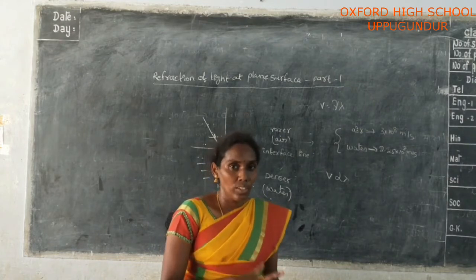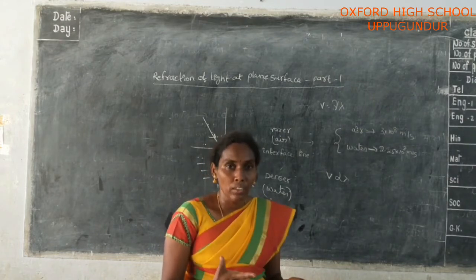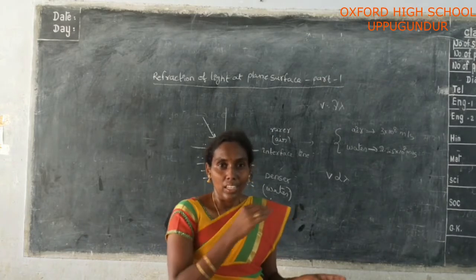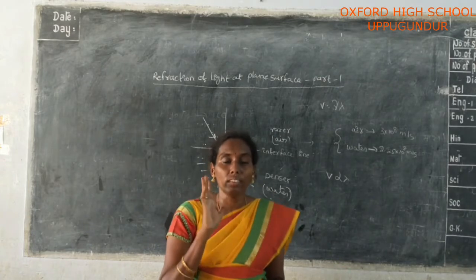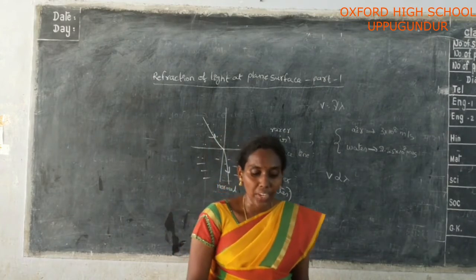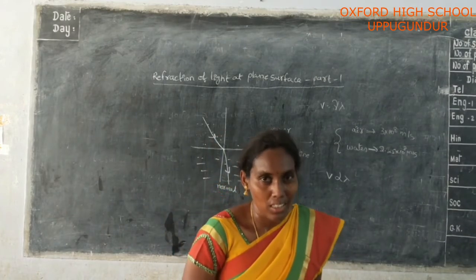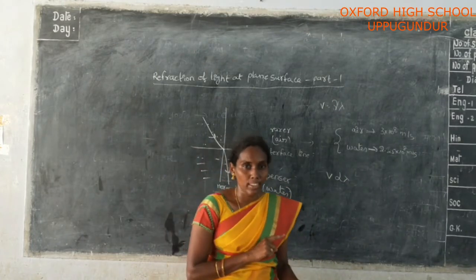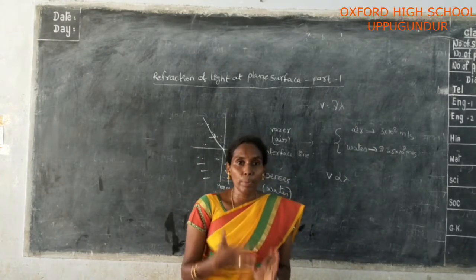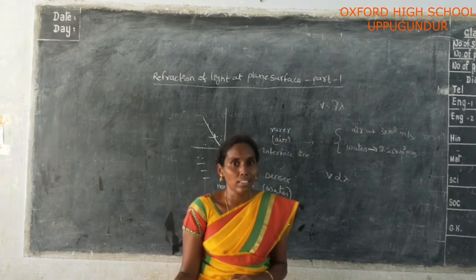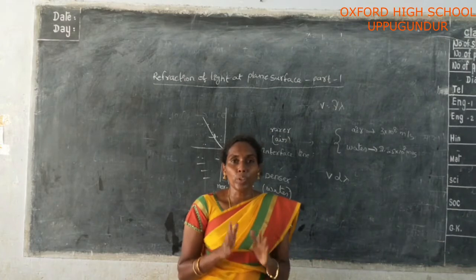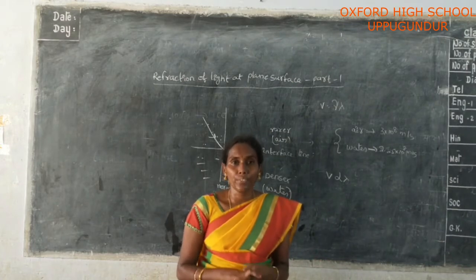The deviation from its original position, or bending, takes place only at the interface line. That process is called refraction. What is refraction? It is nothing but when a light ray travels from one medium to another medium, the light ray bends at the interface line. That process is called refraction.